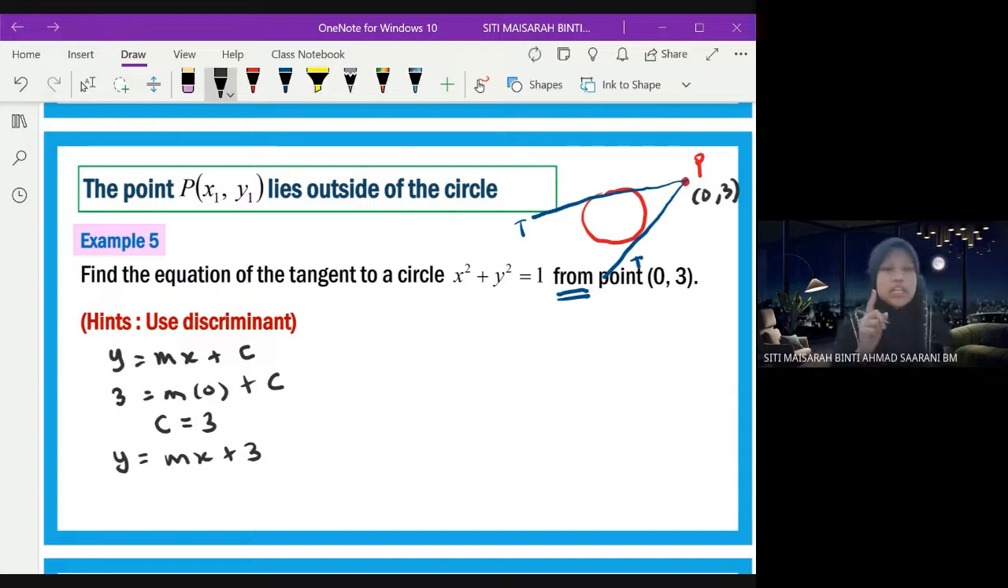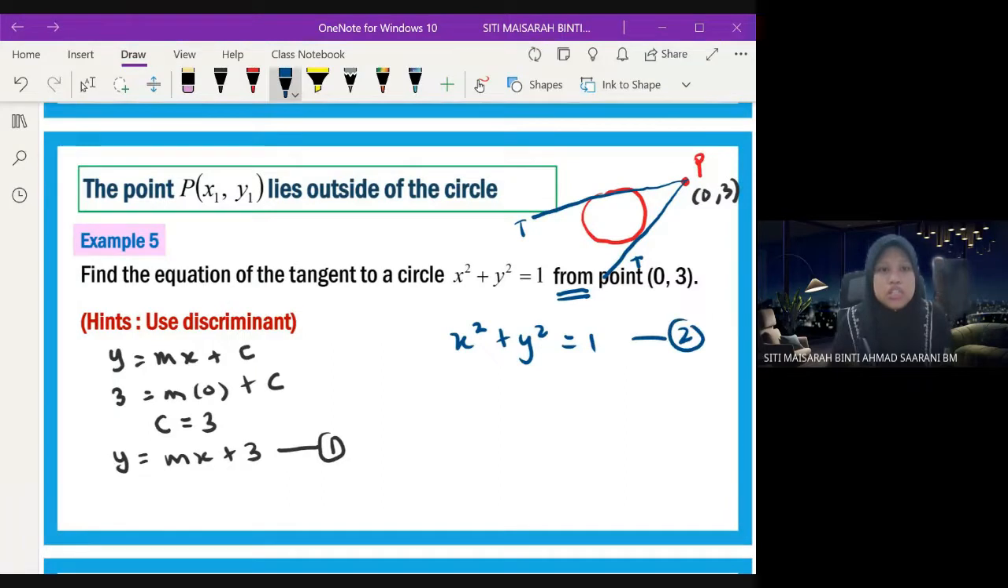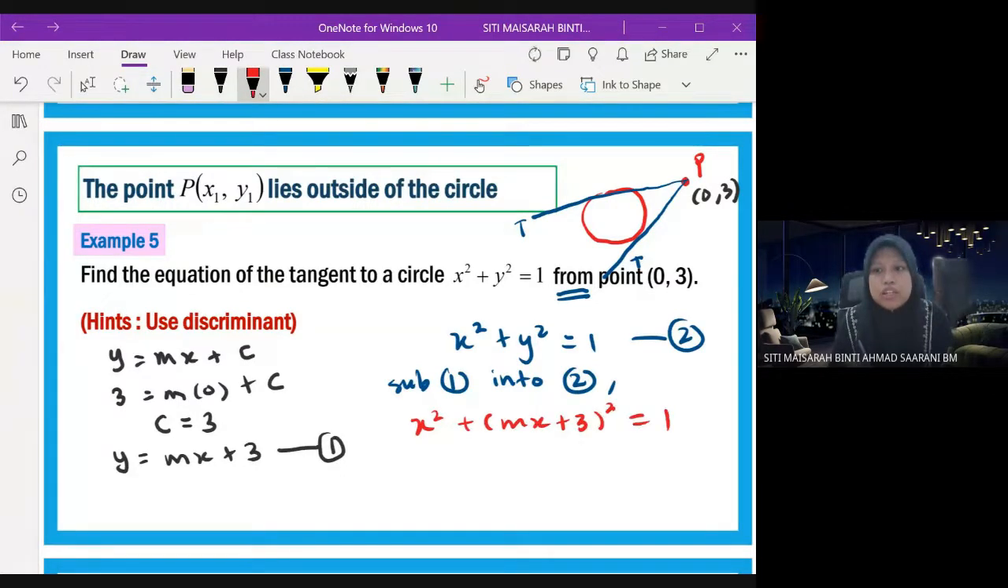Okay, sekarang ni kita nak cari M. M tu yang kita akan guna discriminant. So jadi let's say ni equation 1. Equation 2 adalah equation bulatan tersebut x square plus y square equals to 1. Macam tadi juga. Ni equation 2. So jadi kita substitute equation 1 into 2. So then x square plus (mx plus 3) square is equal to 1.